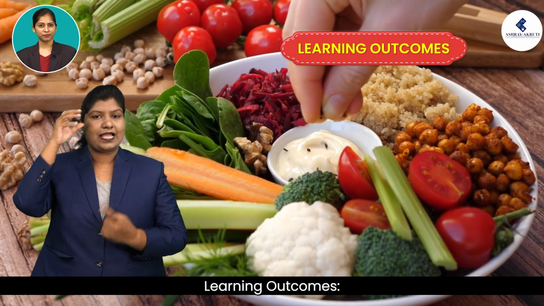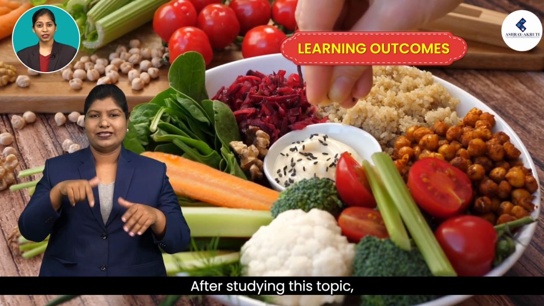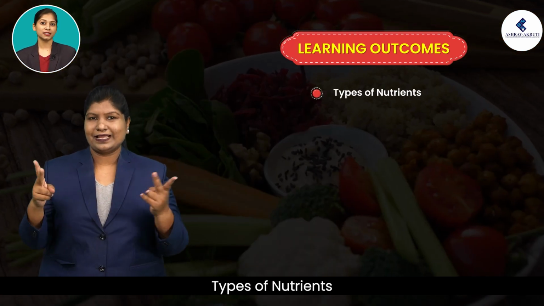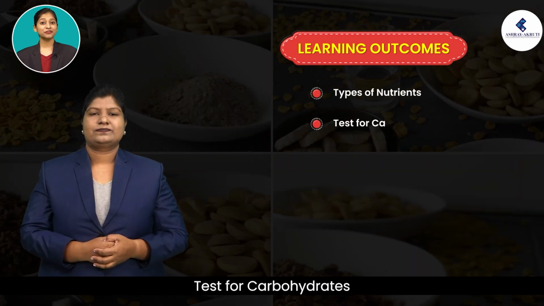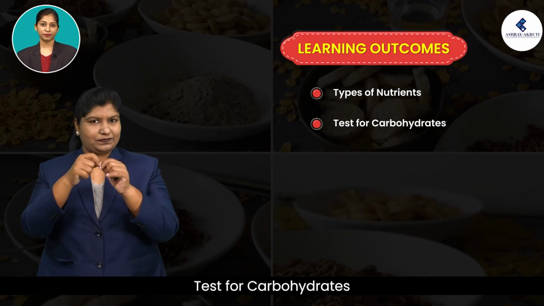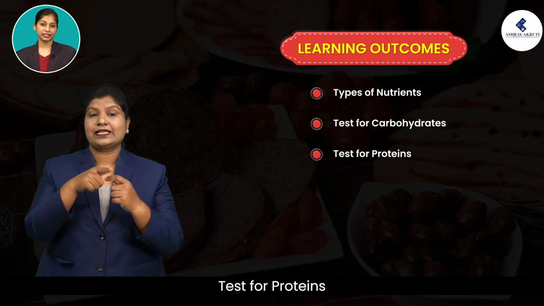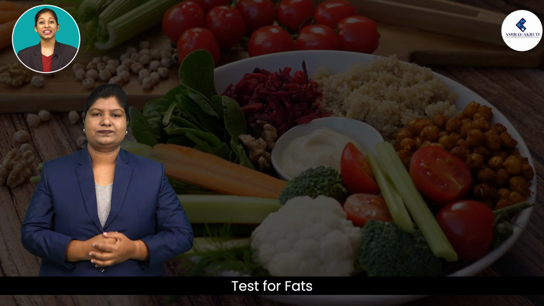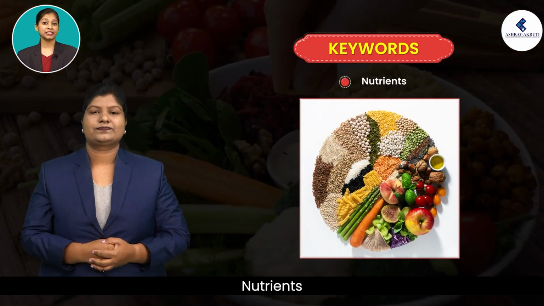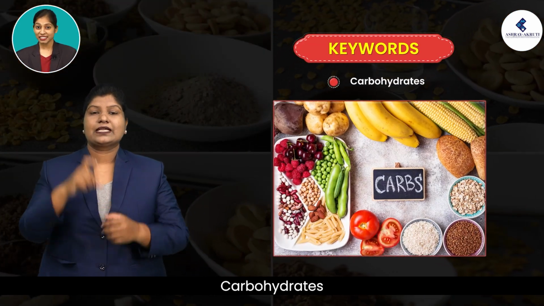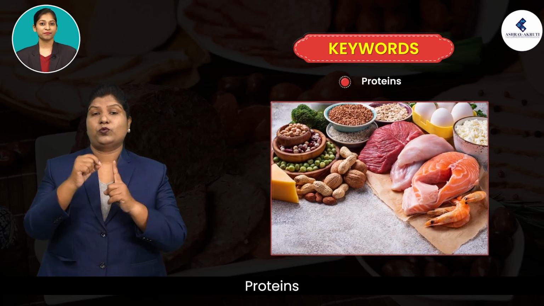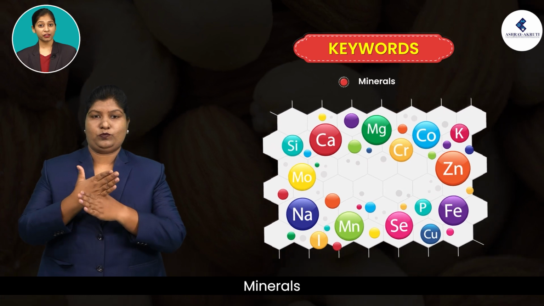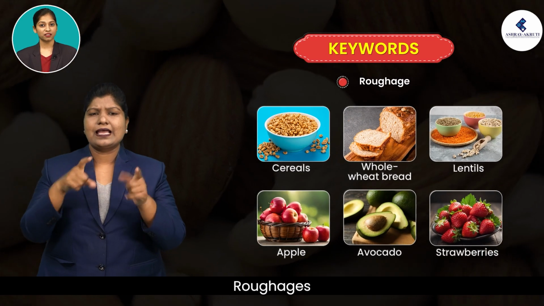Learning outcomes. After studying this topic, you will be able to know types of nutrients, test for carbohydrates, test for proteins, test for fats. Keywords: nutrients, carbohydrates, proteins, fats, vitamins, minerals, roughages.